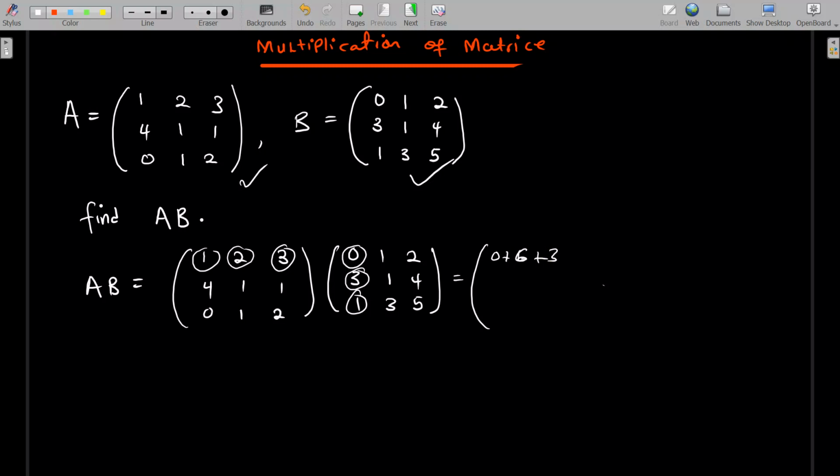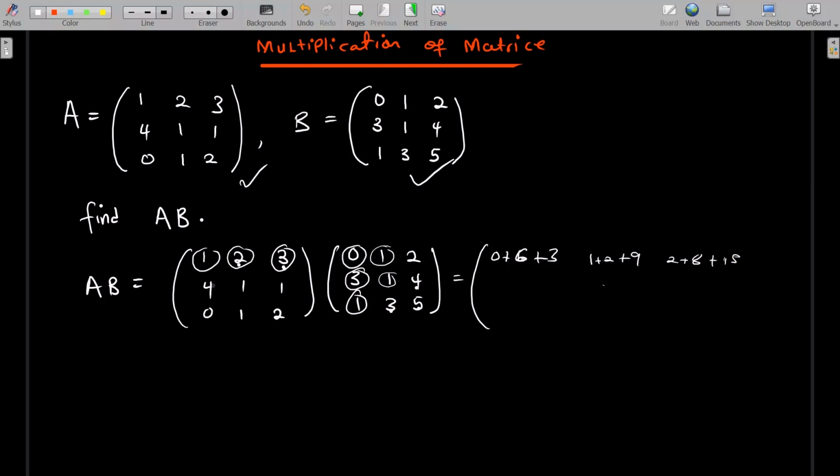Then I go to the next entry. The next entry is going to be that same first row multiplying the second column. So it's going to be 1 times 1 here, which is 1, plus 2 times 2 here, which is 4, plus 3 times 3, which is 9. And then the next entry is again the same first row multiplying the last column. It's going to be 1 times 2, that is 2, plus 2 times 4, which is 8, plus 3 times 5, which is 15. And I'm done with the first row.